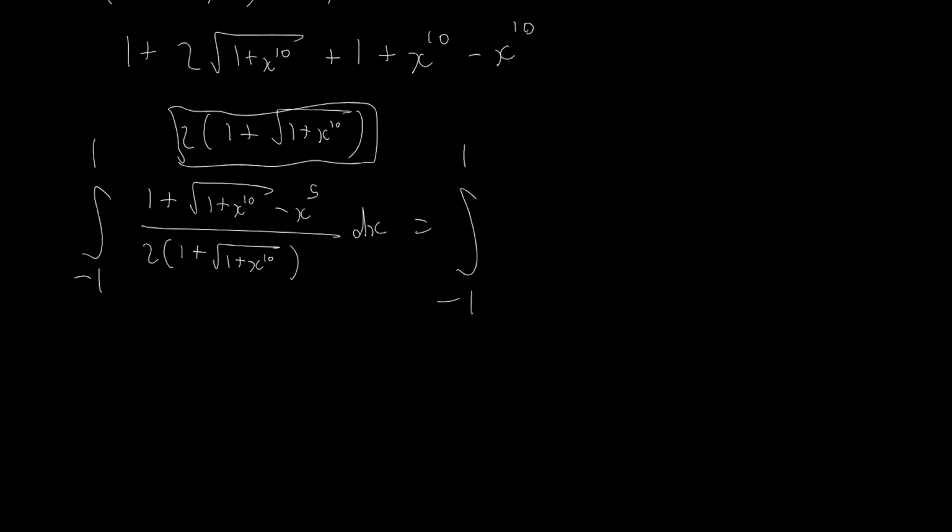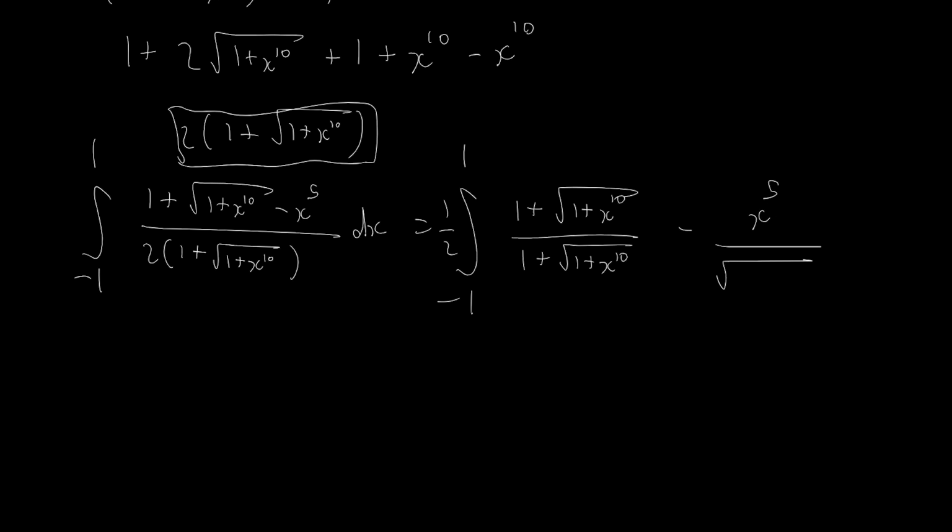I'm going to split this fraction into two fractions. So first I'll take out the half as well, to make things simpler. So this is one of our fractions, and you'll see this just simplifies to 1. And our other fraction is x to the 5 with a square root, over 1 plus square root x to the 10. Now what you might notice is that this fraction here is just equal to 1.